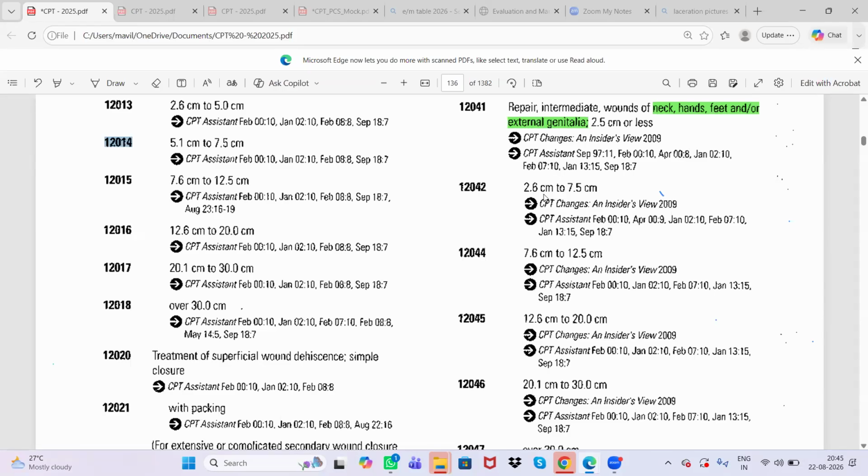Intermediate repair on left hand, 12 centimeters. Intermediate repair on hand, 12 centimeters. Simple repair on eyelid, 2 centimeters. What are the codes and which modifier is applicable here?